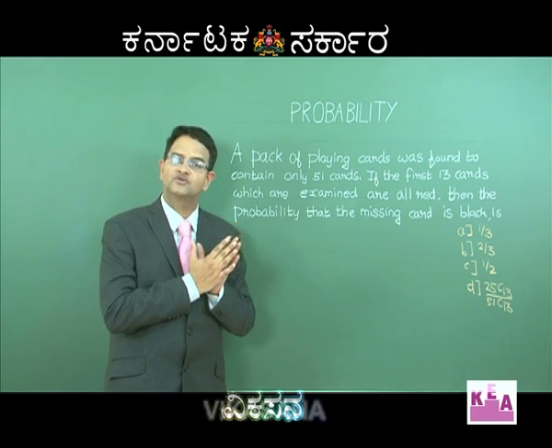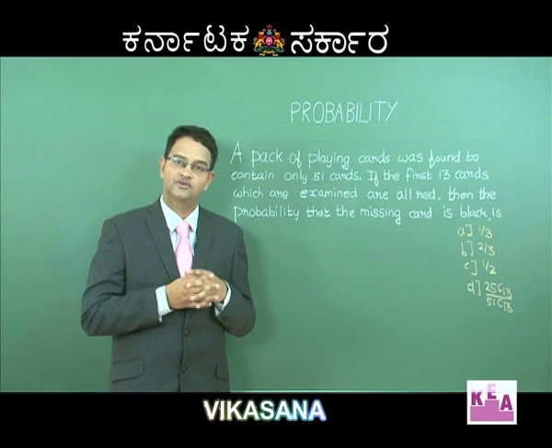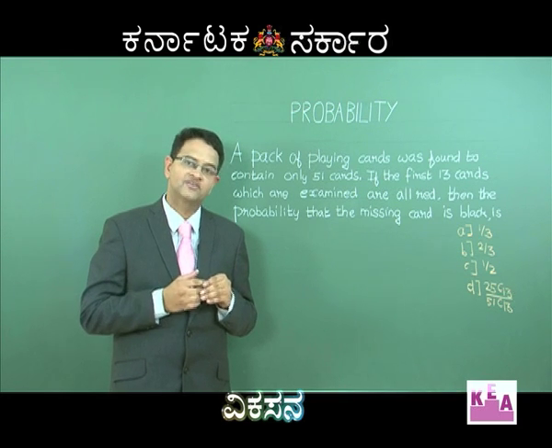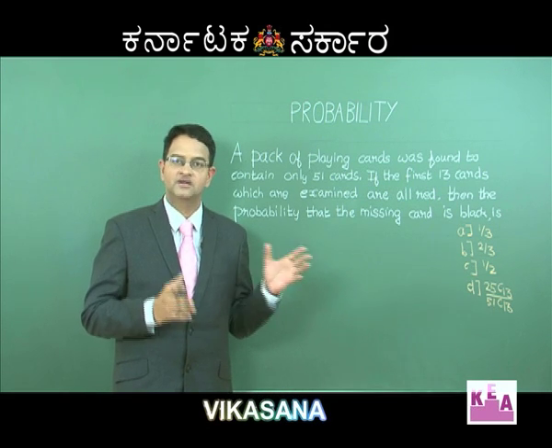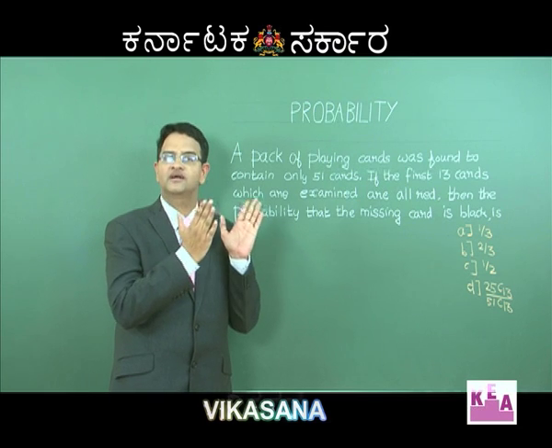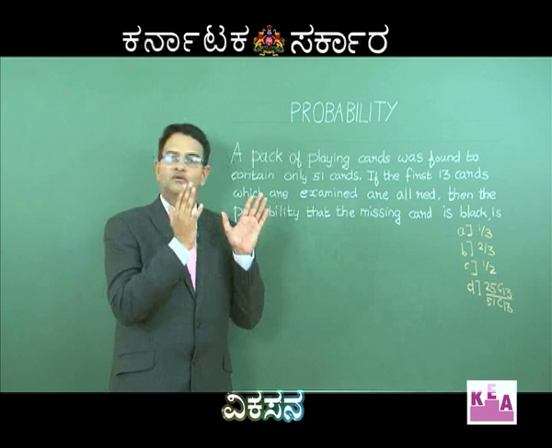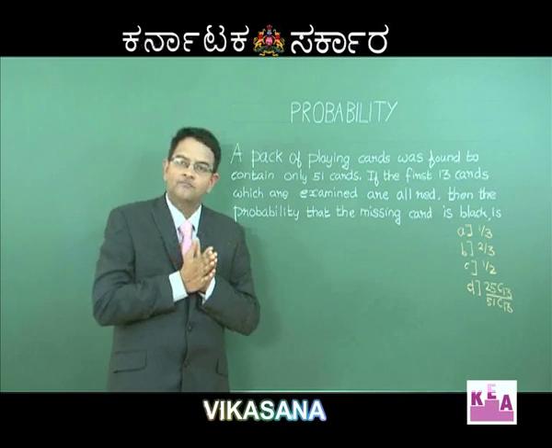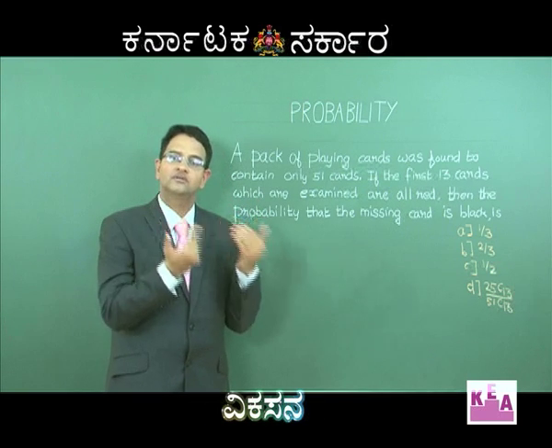And why is that 1 by 2 there? The 1 by 2 is the probability that the red card was lost, because either the red card could have been lost or the black card could have been lost, each carrying a probability of half, because there are 26 red cards and 26 black cards. Now this is one probability, that the lost card is red and we are picking out 13 red cards. Or the other possibility is the lost card is black and then we are picking out 13 red cards.